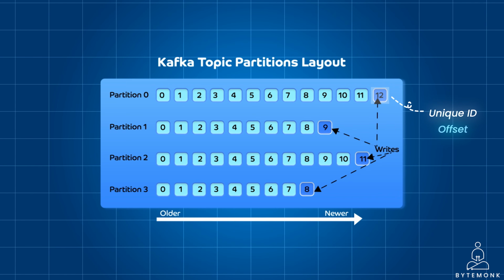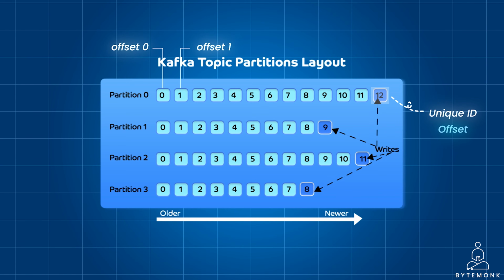Every single message that zips through a partition gets a unique ID called an offset. It is like a serial number assigned to each message in the order it arrives. This keeps things organized within each partition. Think of it like a queue. The first message gets offset 0, the second message gets offset 1, and so on and so forth. It is a unique, ever-increasing number.